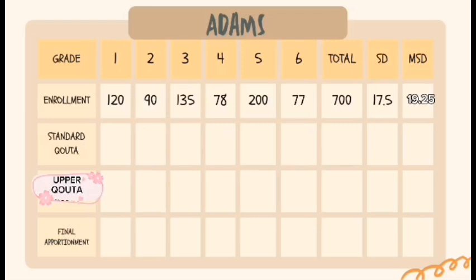Same process again, kukunin natin yung standard quota pero gagamitin natin yung modified standard divisor natin na 19.25. So, 120 divided by 19.25 is equal to 6.23. 90 divided by 19.25 is equal to 4.68. 135 divided by 19.25 is equal to 7.01. 78 divided by 19.25 is equal to 4.05.